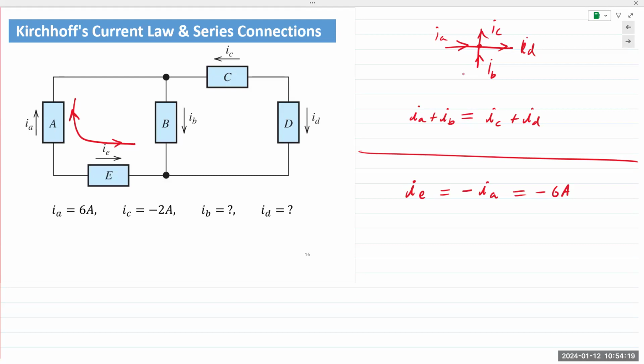Same thing on the right. IC and ID are the same electrical branch, but flowing in the opposite direction. And so ID is equal to minus IC, which is minus of minus 2. So I get 2 amps.